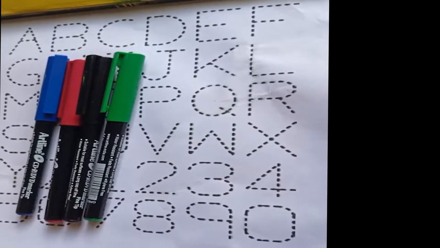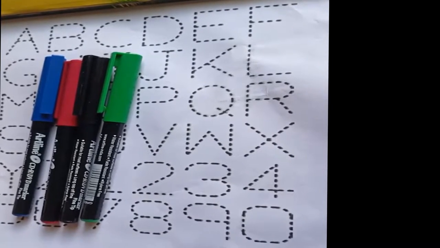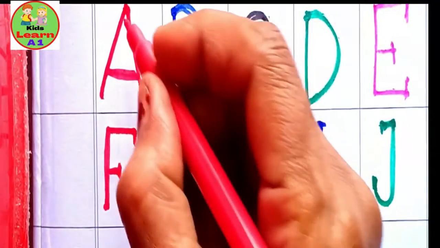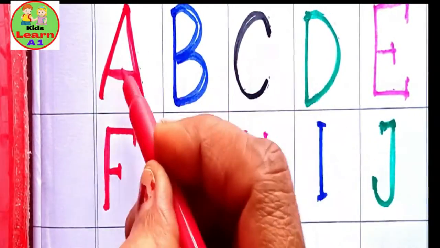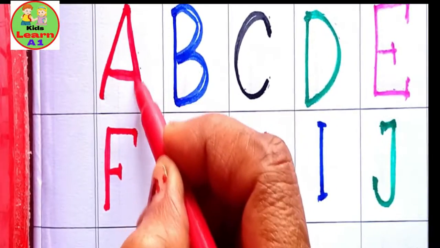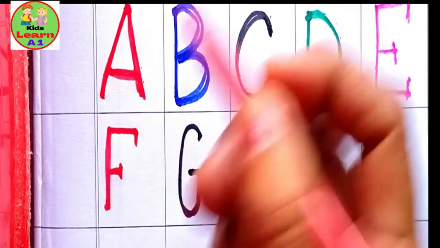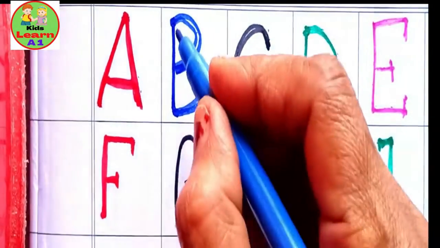Today we will learn alphabet block letters. A. A for apple. A for apple. Blue color.